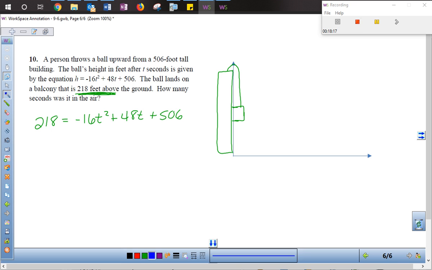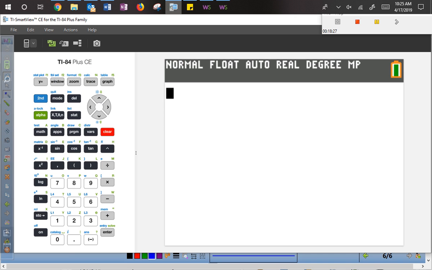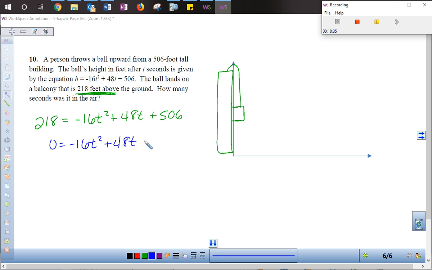Now to solve, I have to set it equal to 0. So if I subtract 218 over, I'll get negative 16t squared plus 48t. And then in my calculator, I can take 506 minus 218, and I'm going to get 288 feet off of the ground.